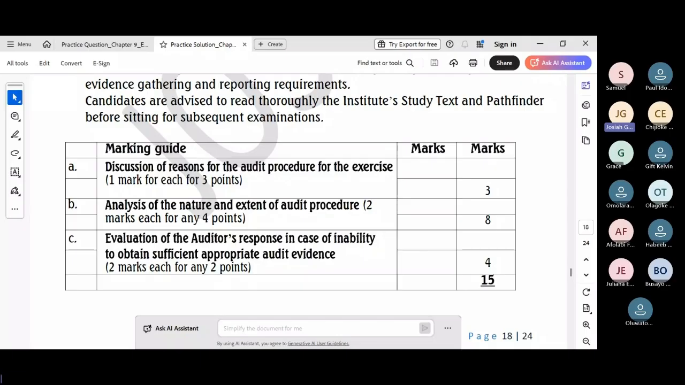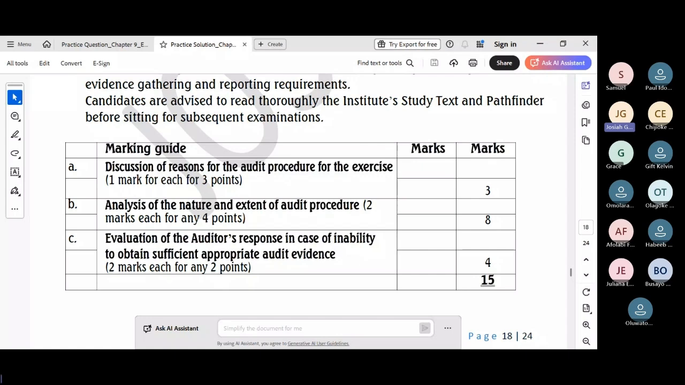Then you could add another buffer point around communication of misstatements. So if procedures reveal that opening balances contain misstatements that materially affect the current financial statements, the auditor must communicate this to management and those charged with governance and insist on the necessary amendments or restatements.